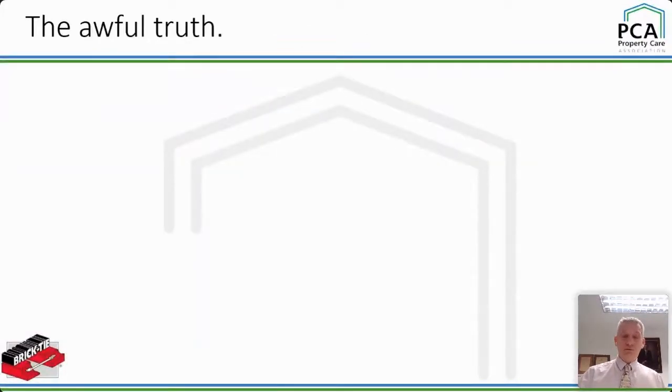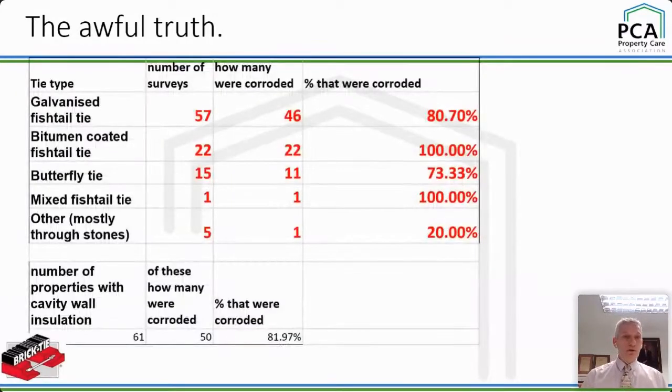The awful truth. I know this is possibly another chance for a poll. The awful truth is here. This is what I had the girls do last week. This is 100 wall tie surveys, all next to each other, not selected. I just said to the girls, go back 100 wall tie surveys. So this is the tail end of last year into this year. What type of tie? What level of corrosion?